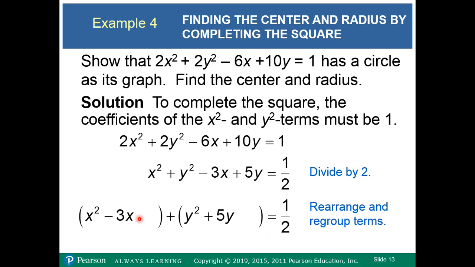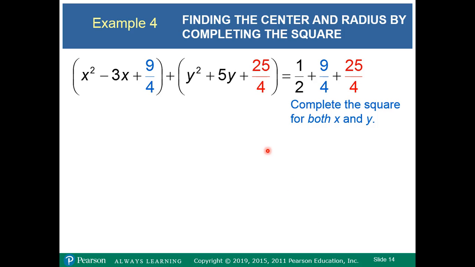And now we're going to complete the square. So this is going to give us what? 3 halves squared, which is going to be 9/4. This is going to give us 5 halves squared, which is going to give us 25/4. And then we're going to add those over on this side as well. And so now here's what we have, right? So we've got this one and we've got this one. And now we're going to simplify this over here.